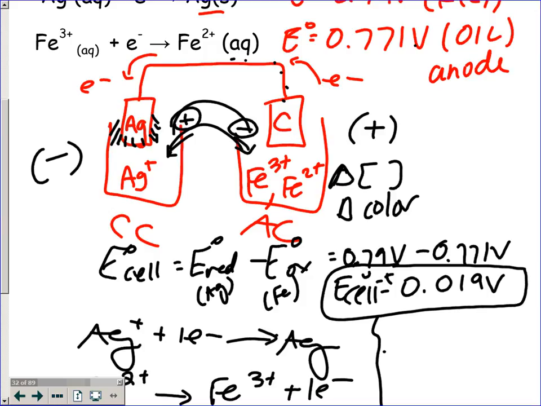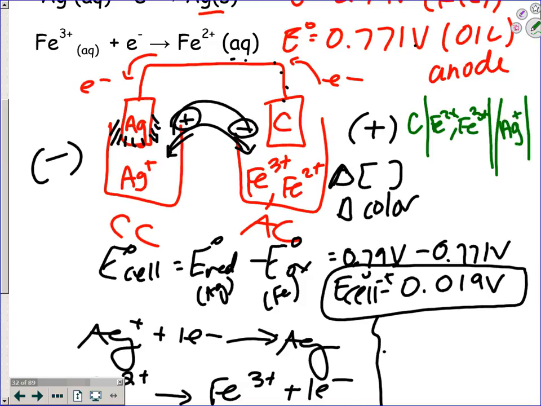So who is the anode? Carbon, and then line, and then who's in the anode chamber? Fe2 plus, Fe3 plus, with a little comma between them. And then double line for the salt bridge, and then silver ion, and then silver electrode. Okay, so watch that so that you're able to write down who's anode, who's cathode up front, so you don't forget that.